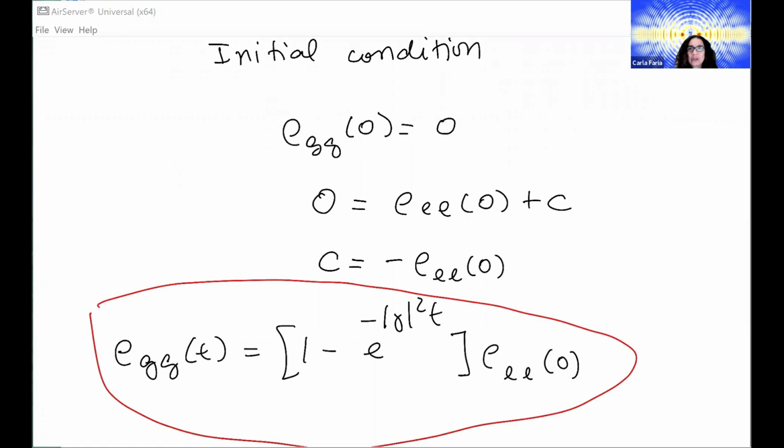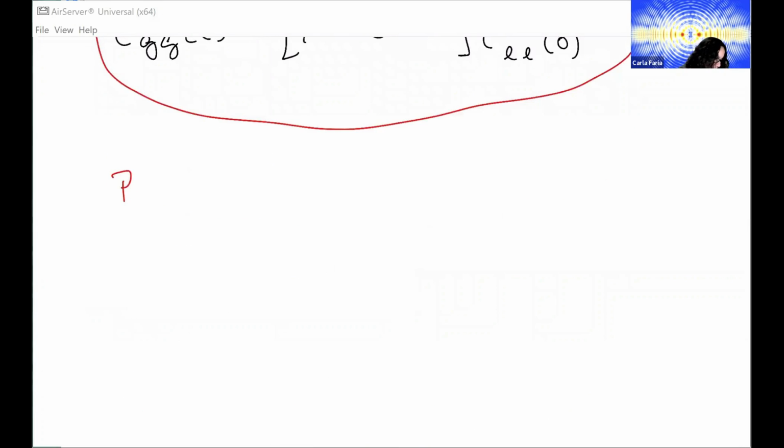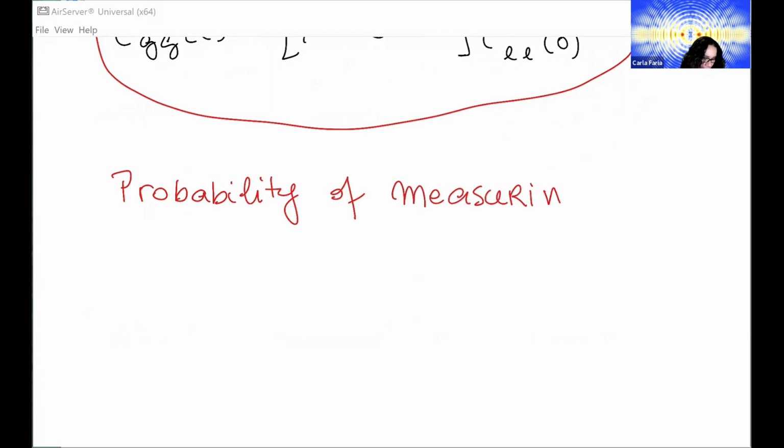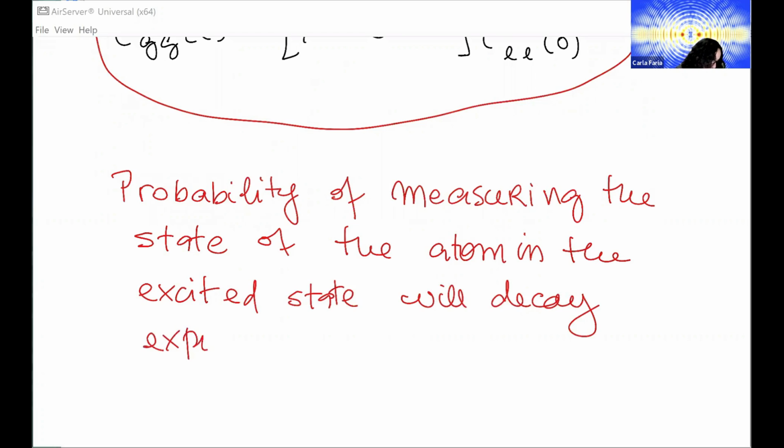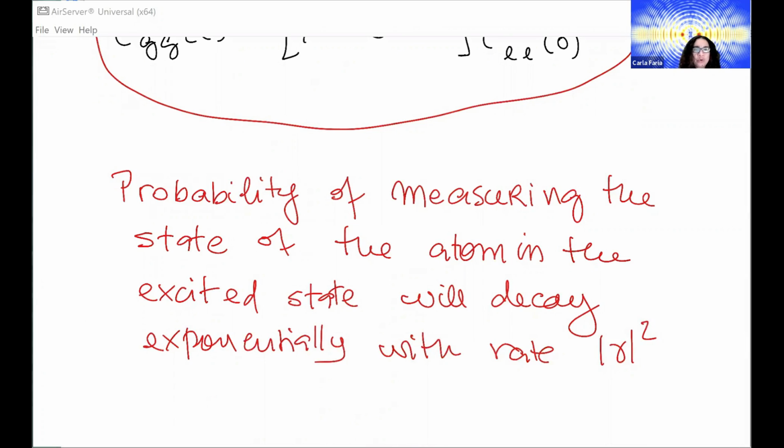And this means always that, physically speaking, the probability of measuring the state of the atom in the excited state, so that the atom is in the excited state, will decay exponentially with rate modulus squared gamma.